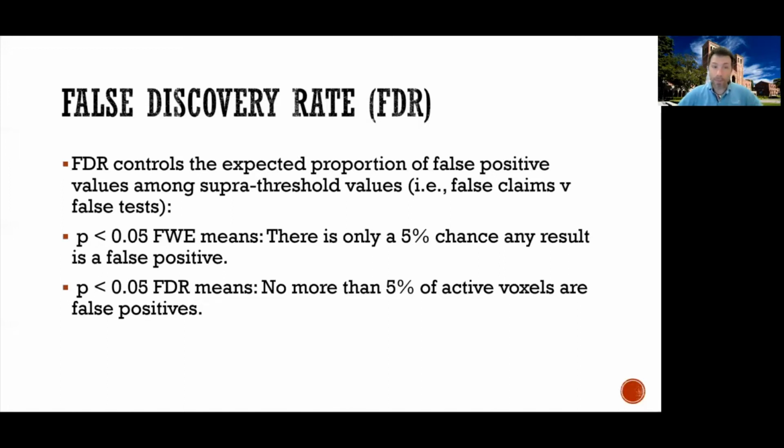So FWE is controlling the number of false tests. FDR is controlling the number of false claims. Because I show you a picture and there are all these voxels active, and I'm claiming that all the active voxels are meaningful. But no more than 5% of those are actually false positives. Okay, so it's very important that you understand the difference in the interpretation of a family-wise error correction versus an FDR correction.